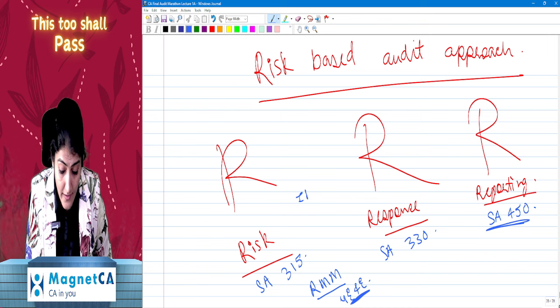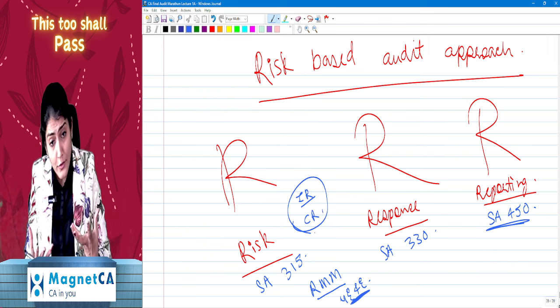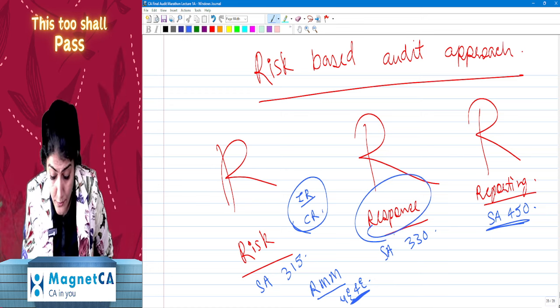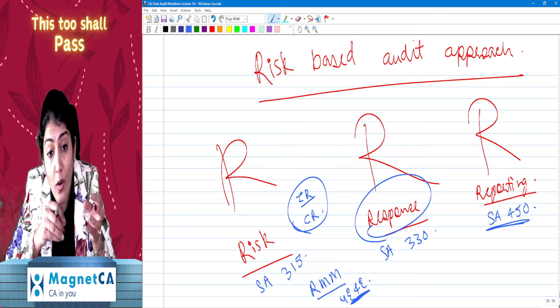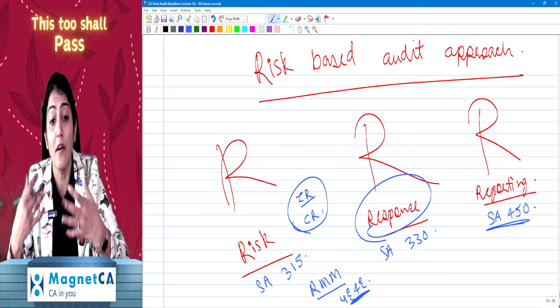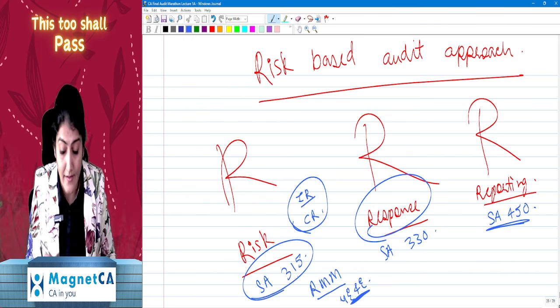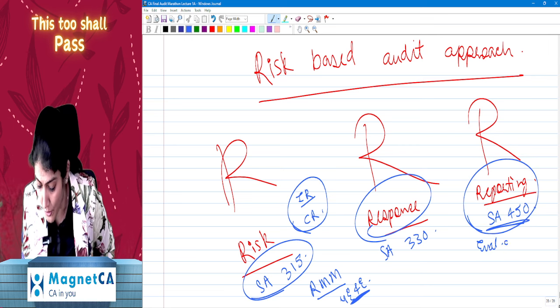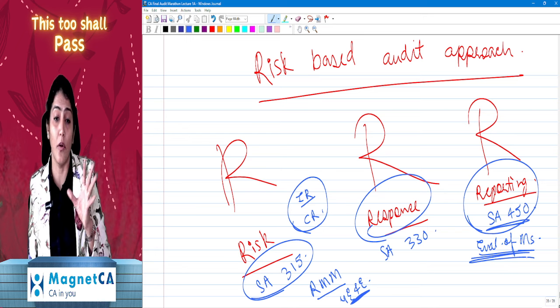Okay, what is the inherent risk? What is the control risk? Then you know which areas are fraud and error prone. Now you need to respond. So what is the title of SA 330? The auditor's responses to assessed risks. Which assessed risks? The risks we assessed in SA 315. And then finally, evaluation of misstatements identified during the audit.